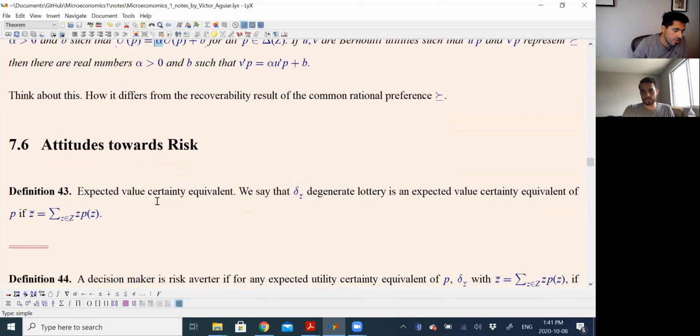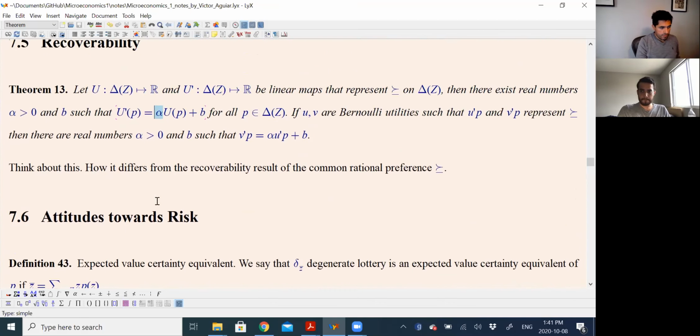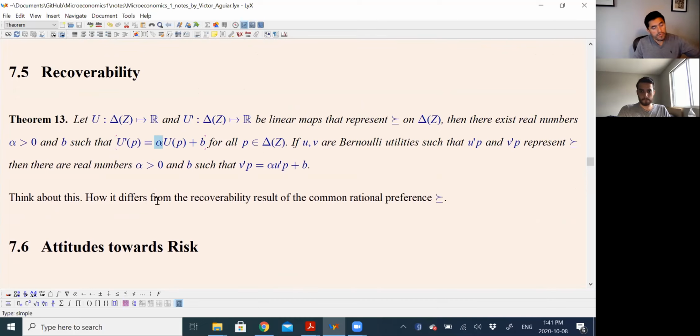Excuse me, Professor. Sure. So this theorem 13, this is basically telling us that the von Neumann-Morgenstern utility functions are unique up to positive affine, or linear, transformations. Yeah, or location and scale. Yeah, it's the same thing. So many ways to say the same object, right?